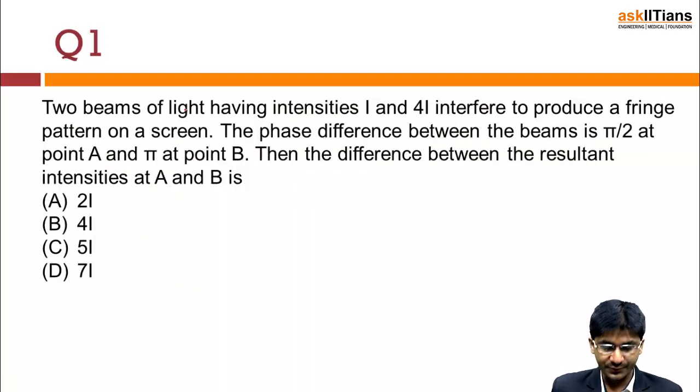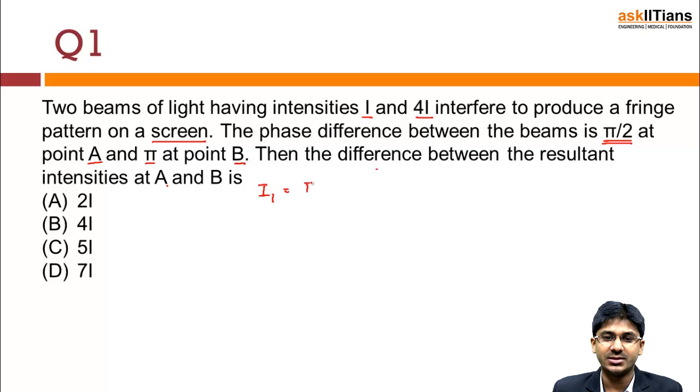Now this is the first question that was asked in IIT JEE. The question reads: two beams of light having intensities I and 4I interfere to produce a fringe pattern on a screen. The phase difference between the beams is pi by 2 at point A and pi at point B. Then the difference between the resultant intensities at A and B is?